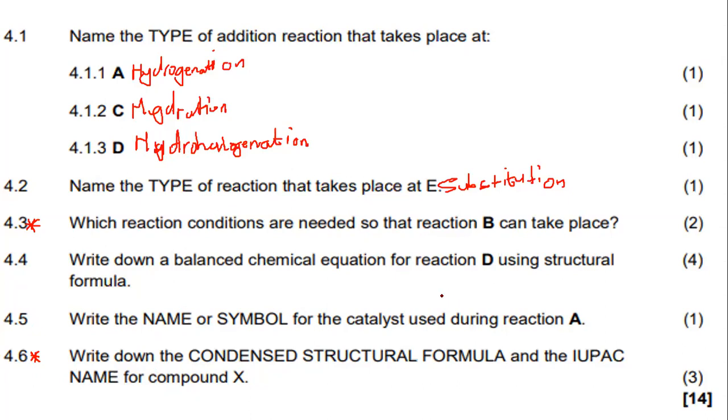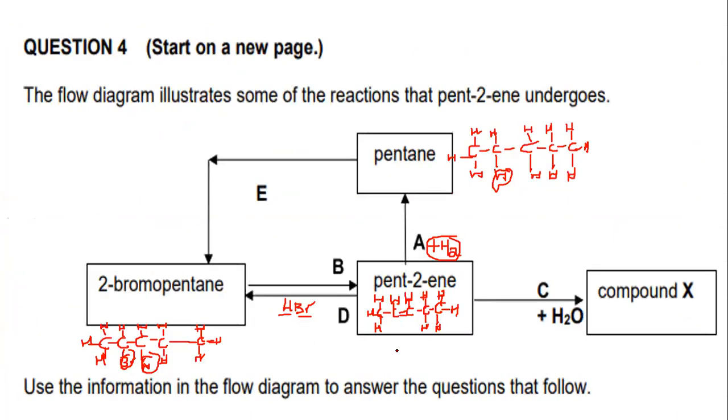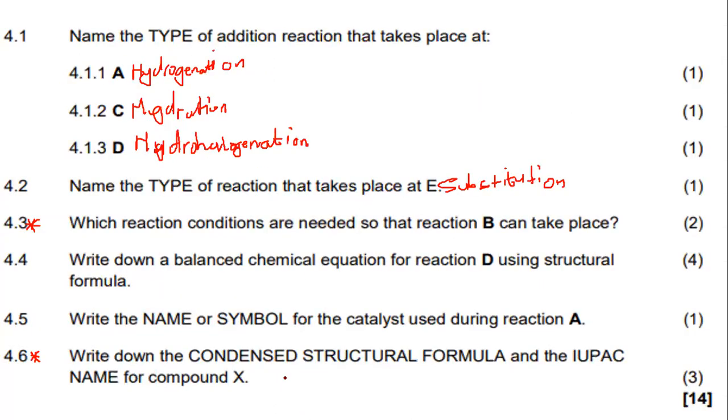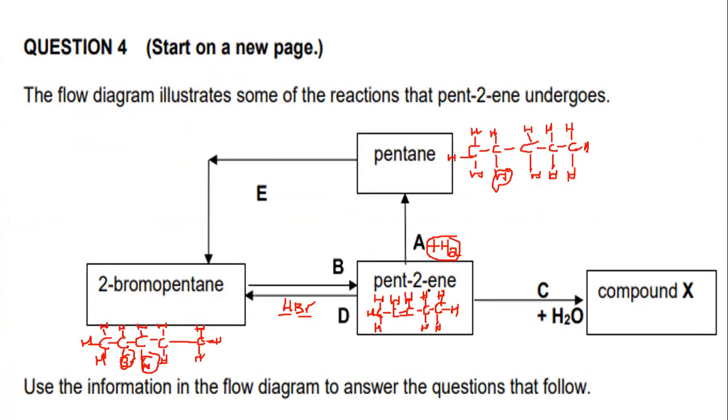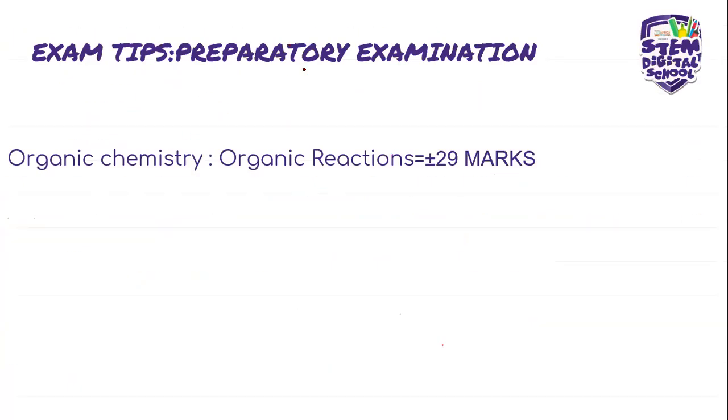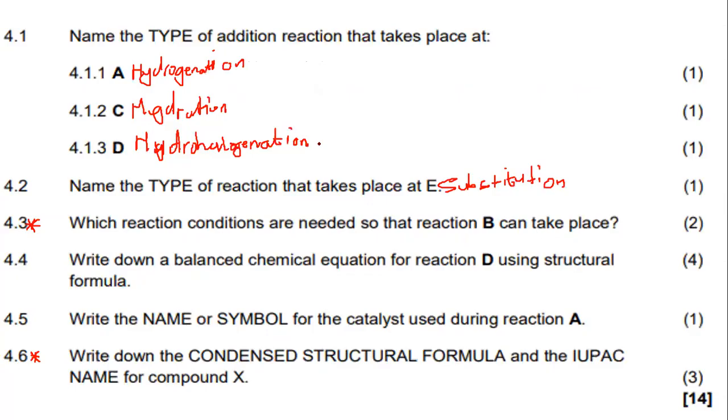Then in question 4.4, we are required to write down a balanced chemical equation for the reaction D using structural formula. Right, reaction D using structural formula, my dear learners, very simple. We can see it's pentene forming 2-bromopentane. So I will start by saying pentene. This is reaction D. Pentene, it's 1, 2, 3, 4, 5. Double bond on carbon 2.